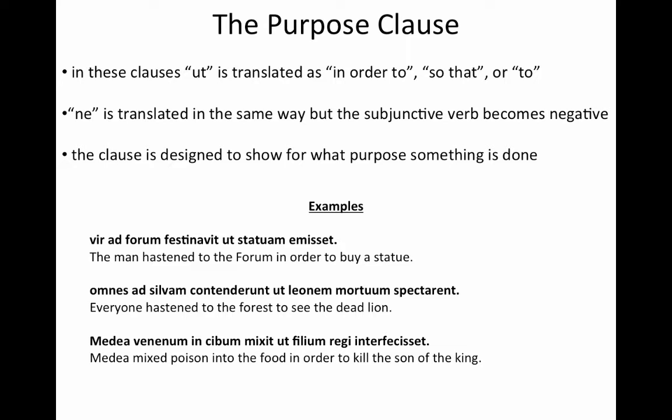And so you can see the examples on the bottom, but we'll go through one together. So we have vir ad forum festinavit ut statuum emissit. The man has hastened to the forum in order to buy a statue. So your subordinate subjunctive clause runs from that ut or ne to your subjunctive verb, here a pluperfect subjunctive, emissit.